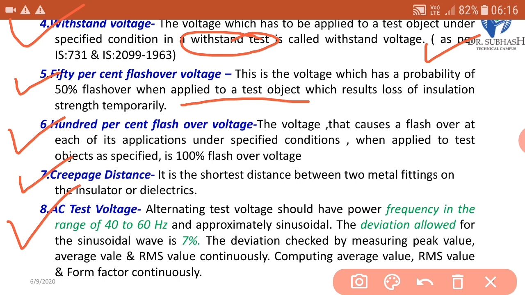AC test voltage. Alternating test voltage should have power frequency in the range of 40 to 60 Hz and approximately sinusoidal. The deviation allowed for the sinusoidal wave is 7%. The deviation is checked by measuring peak value, average value and RMS value continuously. Computing average value, RMS value and form factor continuously.